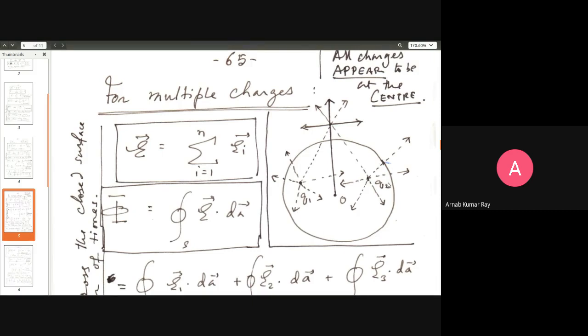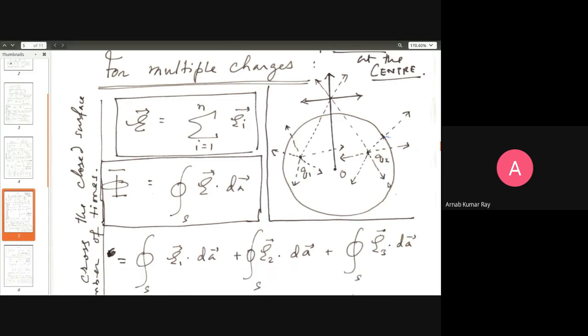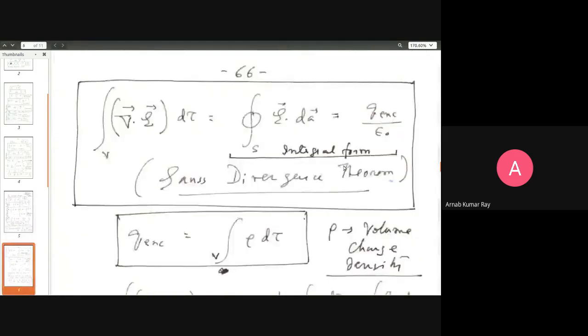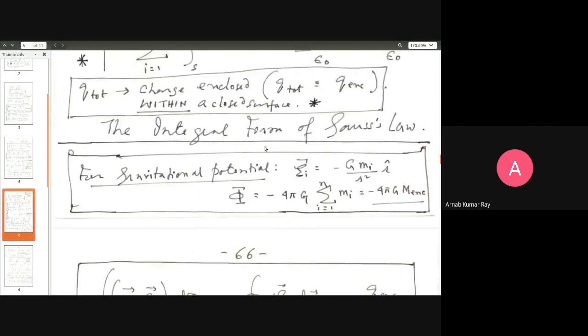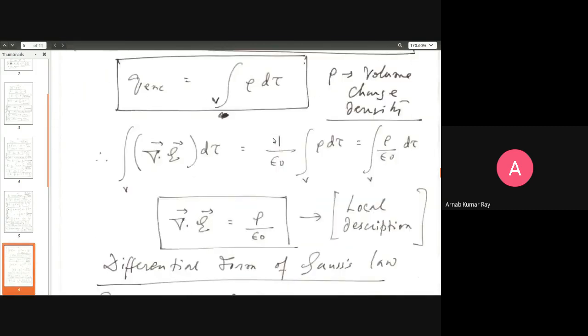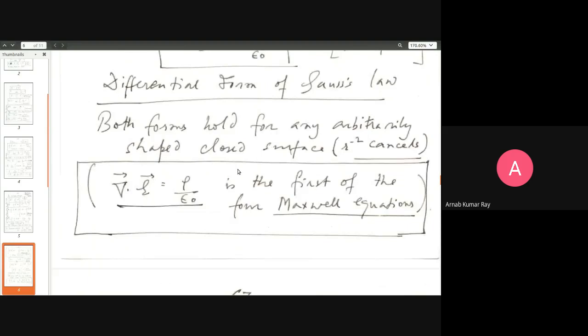The local flux density, that is the number of field lines per unit area, changes, but overall the total number of field lines will still be the same. So that is the idea. As I said, both forms of Gauss's law of electrostatics, the differential form as well as the integral form, will have the same validity regardless of the geometry of the enclosing surface.